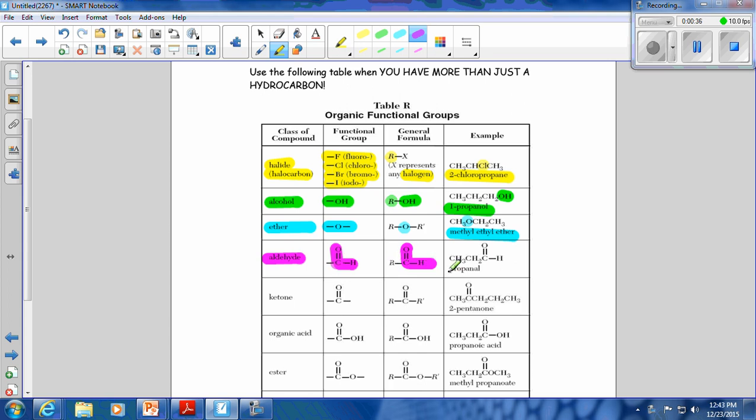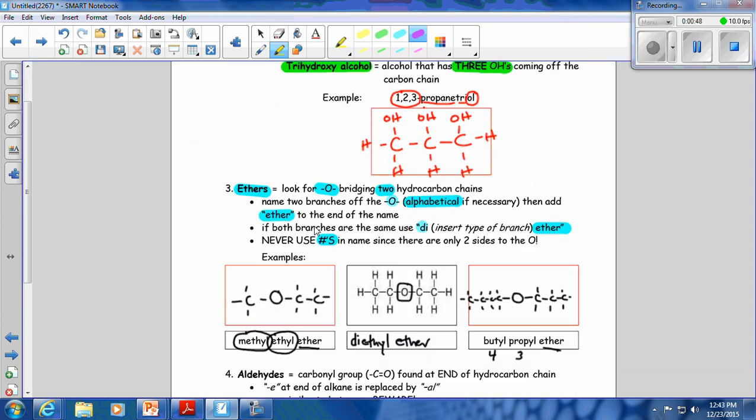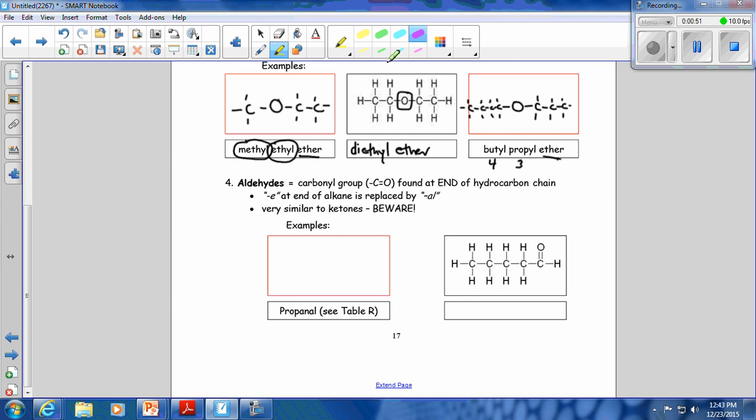Now, the example that's given to us, propanal, right? And here is the location of our aldehyde to give us the name propanal. All right, let's go to page 17, continue on with aldehydes. Now with aldehydes, what you have is a carbonyl group. That's the carbon attached to a double bond of oxygen. What is not shown here is that the other bond associated with the carbon is going to be a hydrogen bond like such.